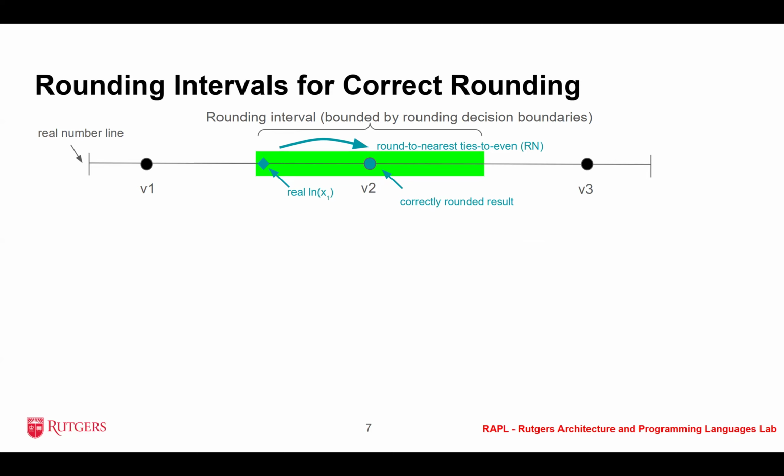As long as your approximation's output is within this rounding interval, it can be rounded to the correctly rounded result. So how large are these rounding intervals? For each real result, the size of the rounding interval is 1 ulp, or unit of least precision. You can think of the ulp for any real number as the distance between the two closest numbers in the target representation. So in this example, the ulp for log of x1 will be the distance between v1 and v2.